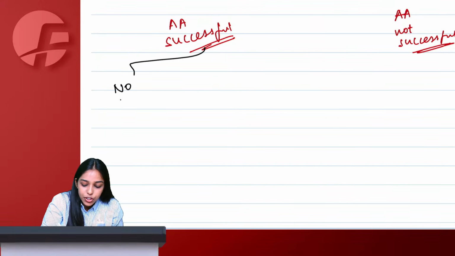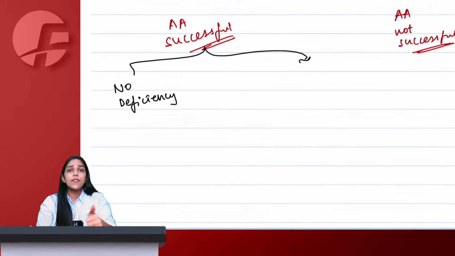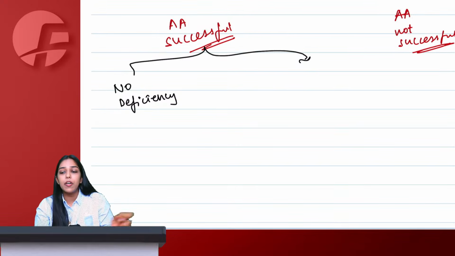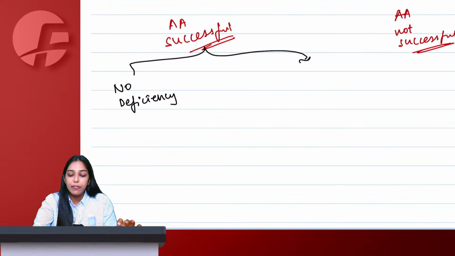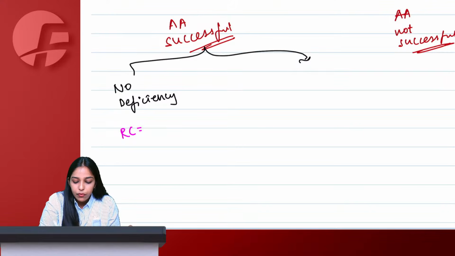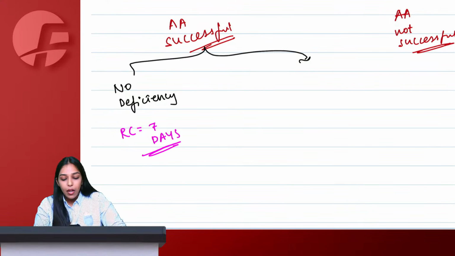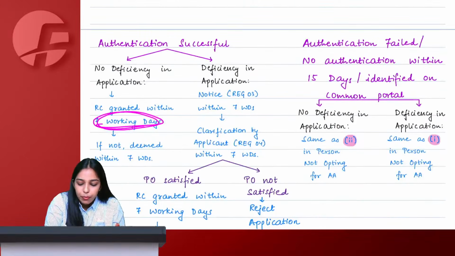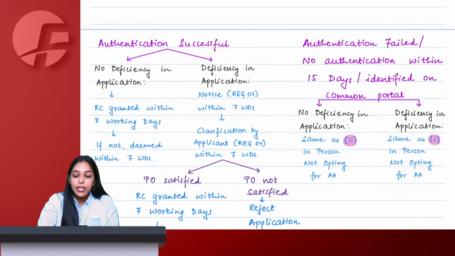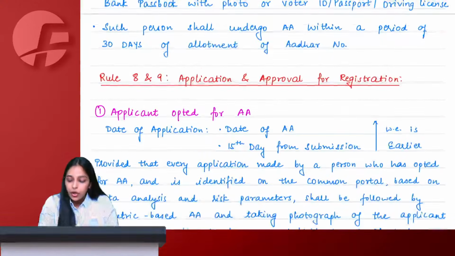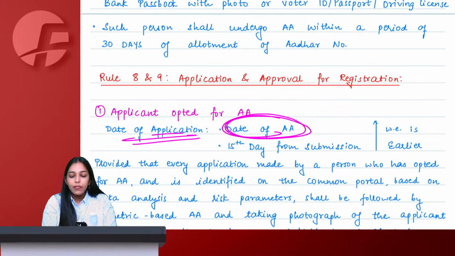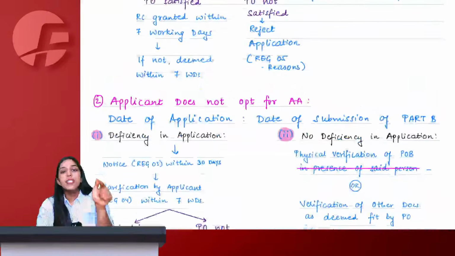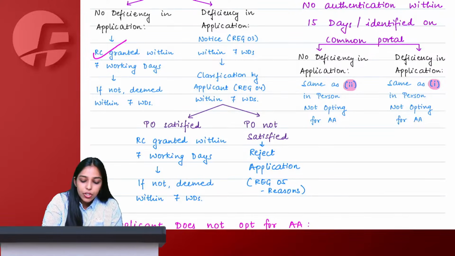Again, if my authentication was successful, in turn there are two other possibilities. There is no deficiency in the application. Authentication successful, all the details perfect, all documents perfect, all the proof perfect, everything is perfect. Then the registration certificate will be granted to me within 7 working days of me making the application. So the day on which I undergo Aadhaar authentication will be my date of filing application. From there, within 7 working days, I will get a registration certificate.